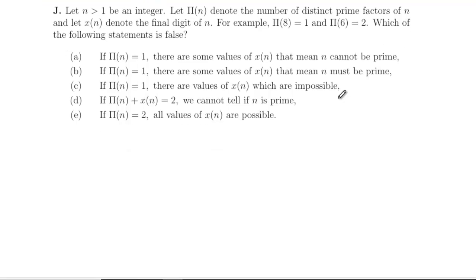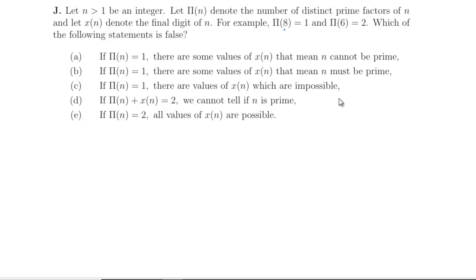J, let n be greater than 1, be an integer. Let capital pi of n denote the number of distinct prime factors of n. Let x of n denote the final digit of n. Okay, for example, pi 8 is 1. Yeah, because it's just 2 to the 3. We've got one prime factor. Pi 6 is 2, because it's 2 times 3. Which of the following statements is false?